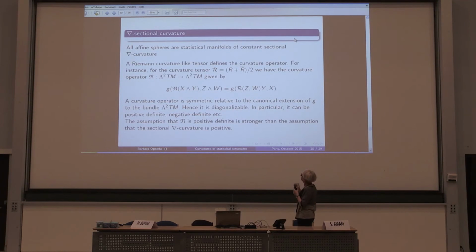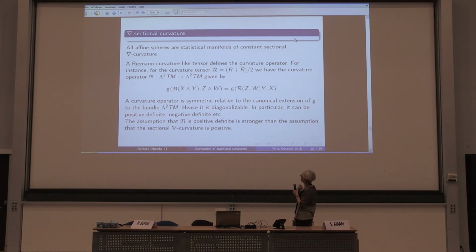So we have another type of sectional curvature. Here I'd like to present two theorems very shortly. So we have a lot of examples where the nabla sectional curvature is constant. Namely, we have all affine spheres. But I'd like to say a few words about the curvature operator.